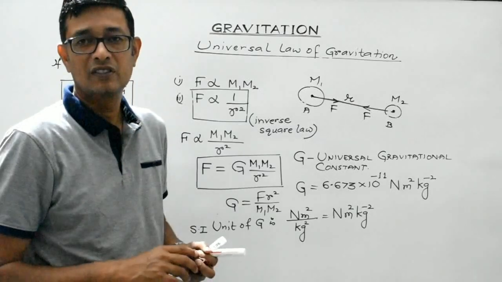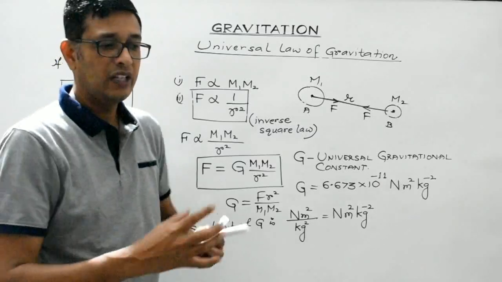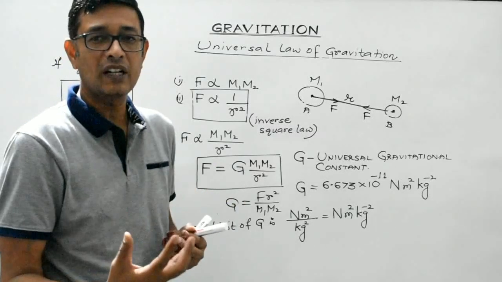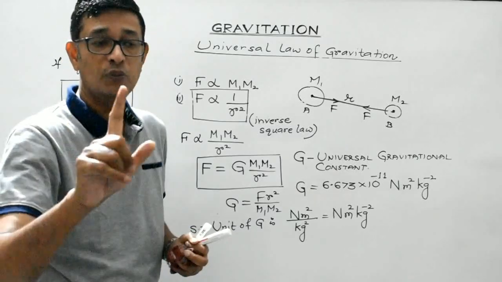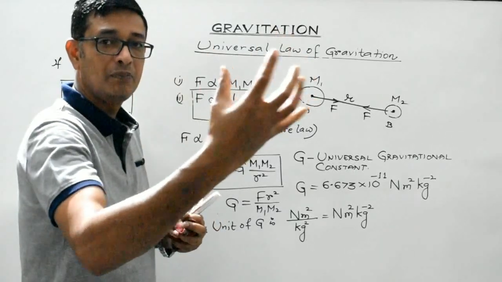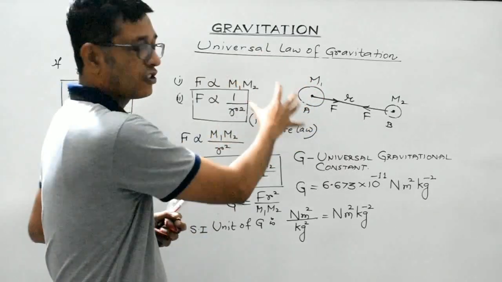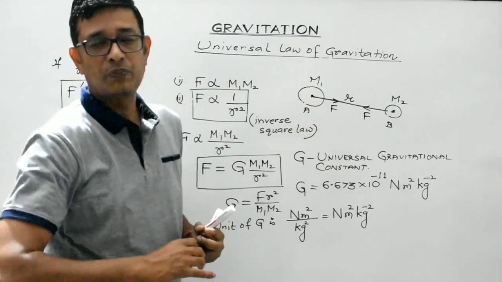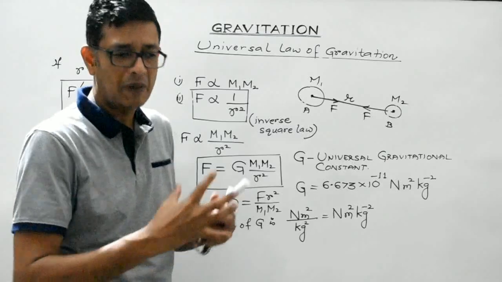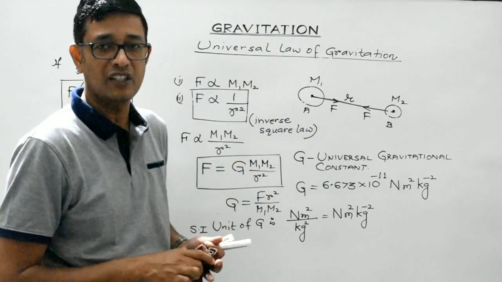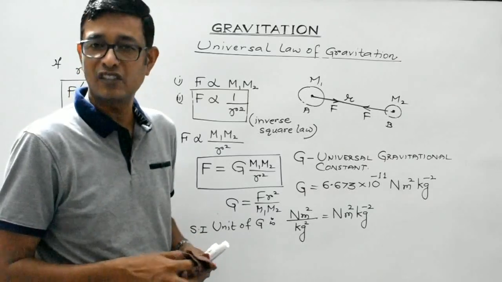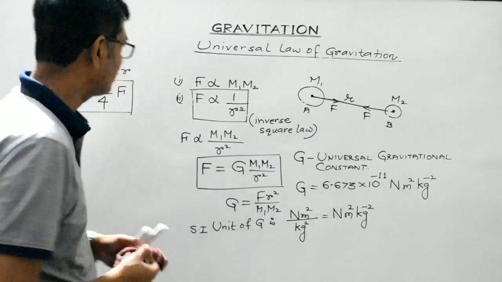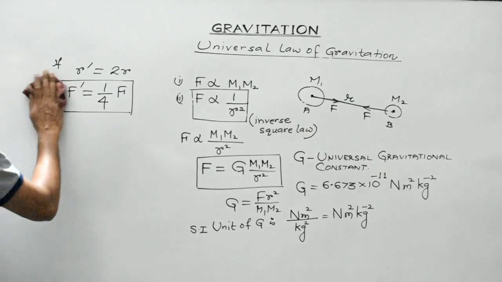weakest force in nature. Between any two material bodies, terrestrial objects, the gravitational force is almost negligible. But as I told you, between celestial bodies, between heavenly bodies, gravitational force does play a huge role. Its magnitude is quite large in such a scenario, in case of celestial or heavenly bodies. But in case of terrestrial objects, it is negligible. Let's discuss this very fact with the help of a numerical.